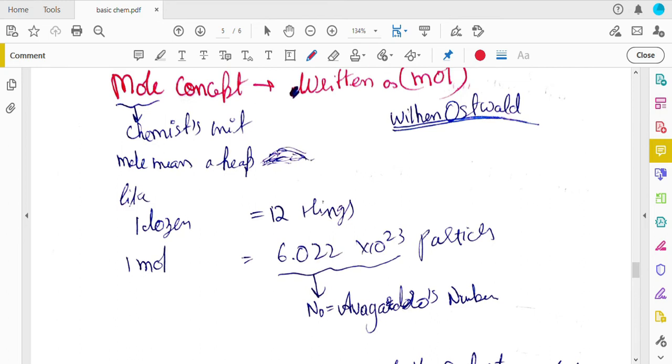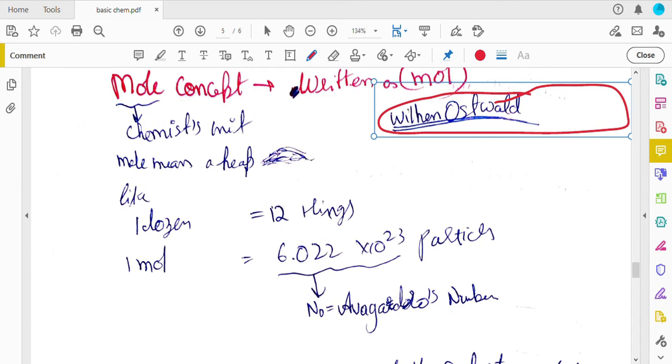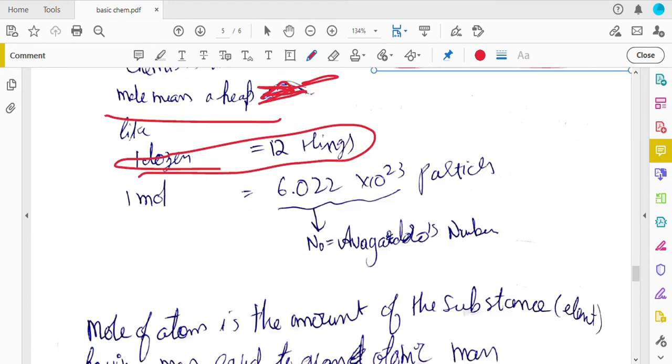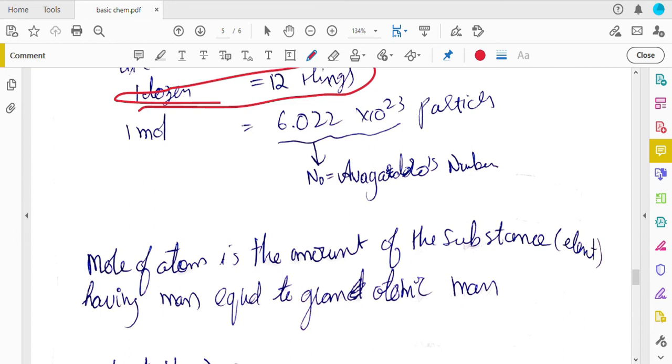Mole is represented as mol, and the term mole was coined by Sir William Ostwald. Mole is the chemistry unit. Mole means a heap. A heap is a pile of substances. Like 1 dozen implies 12 things, similarly 1 mole implies 6.02 times 10 to the power 23 particles. This is generally represented by N0. N0 stands for Avogadro's number.